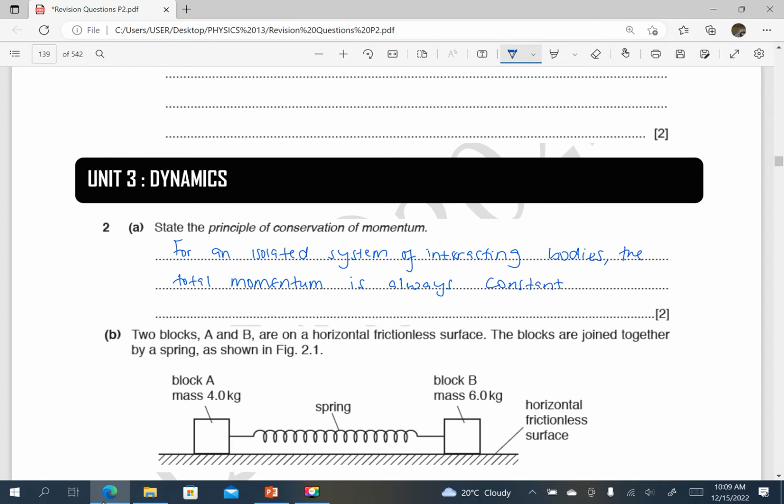So what do I mean by an isolated system? This is the most important part. An isolated system can also be called a closed system. I could use the word closed system. A system on which there is no net resultant force acting. For such a system, the total momentum of interacting bodies remains constant. That is the principle of conservation of momentum. For an isolated system of interacting bodies, the total momentum is always constant, or the total momentum remains constant.